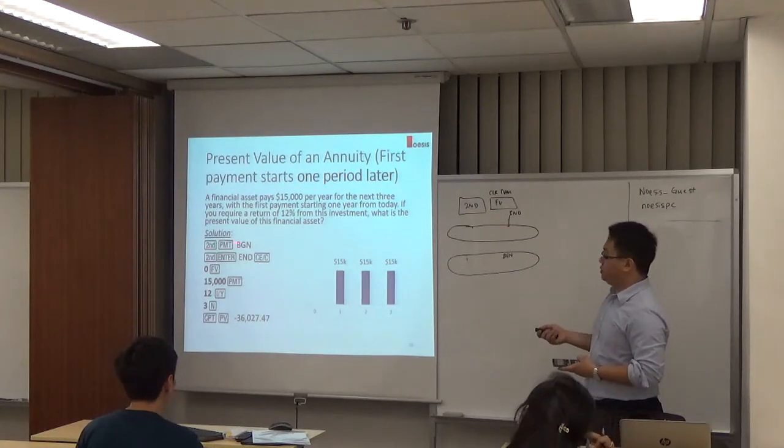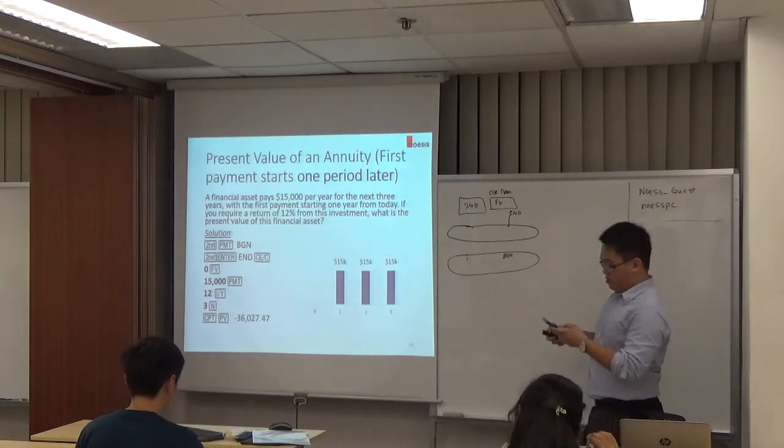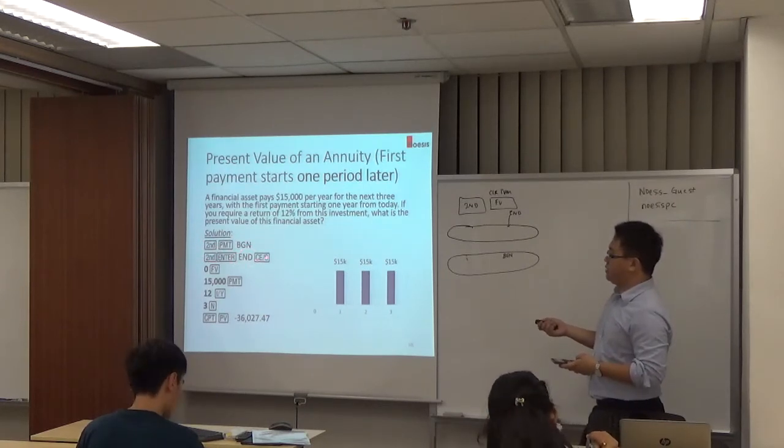So let's calculate it first, then I'll tell you what it means. If you have not changed it, this is how you change it back to END. Again, press second PMT. You see BGN. Press second enter, so you'll change back to END. And then press CE/C to exit the screen.